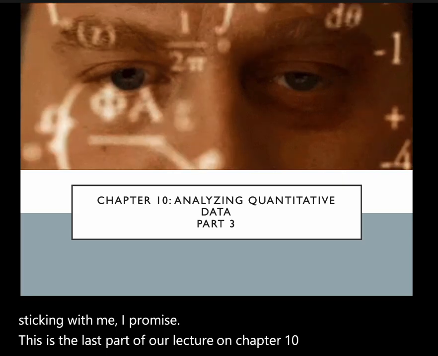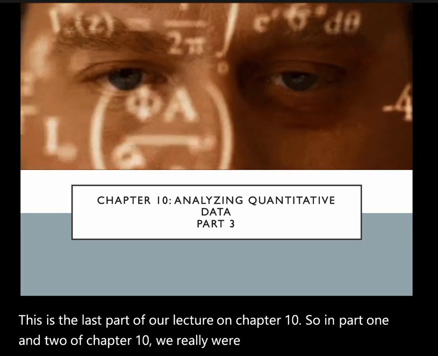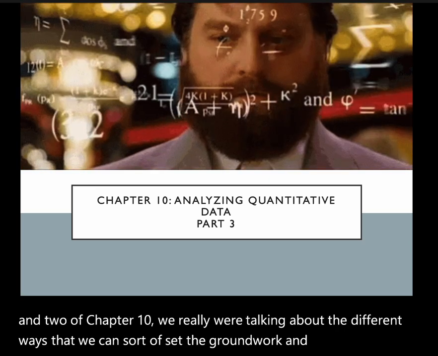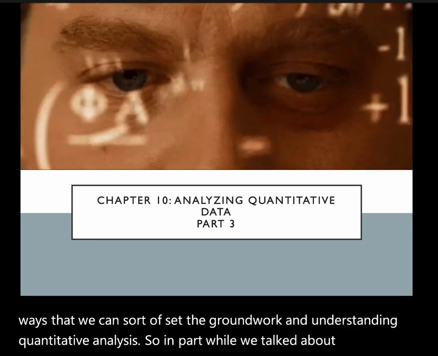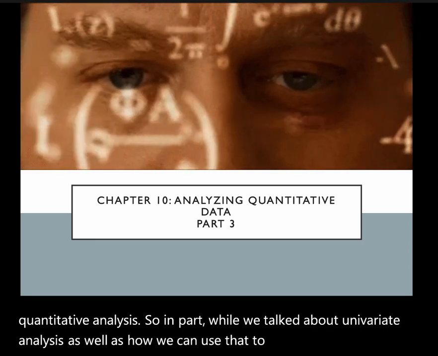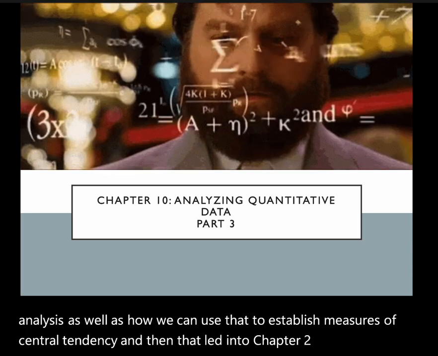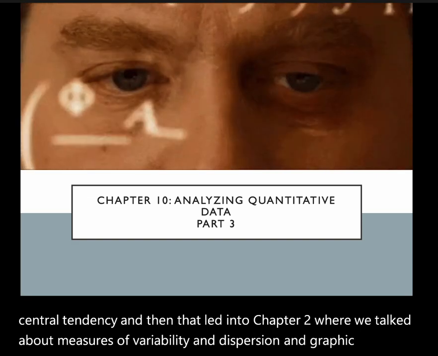So, in parts 1 and 2 of chapter 10, we really were talking about the different ways that we can set the groundwork in understanding quantitative analysis. In part 1, we talked about univariate analysis as well as how we can use that to establish measures of central tendency. And then that led into part 2, where we talked about measures of variability and dispersion and graphic representations of our data.